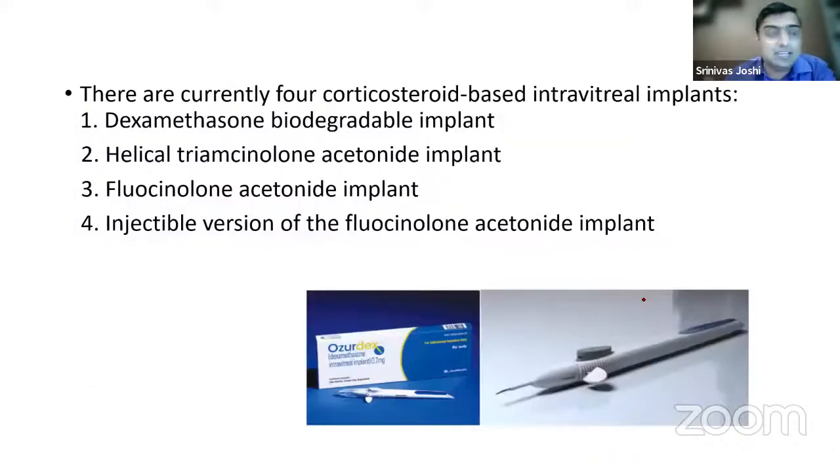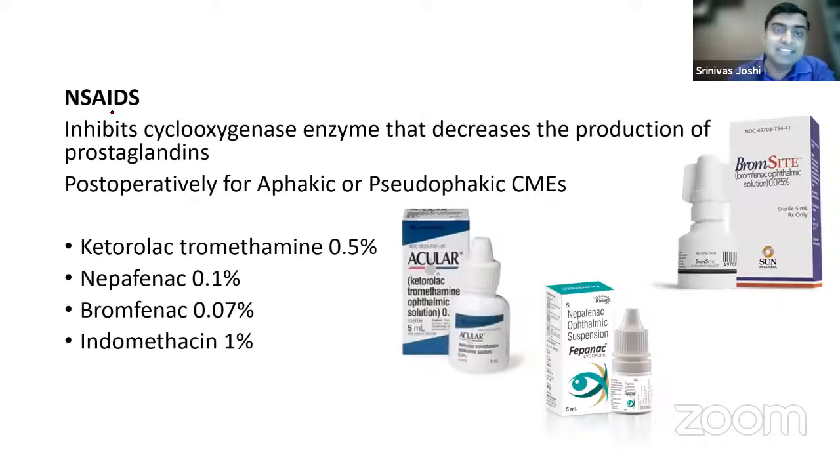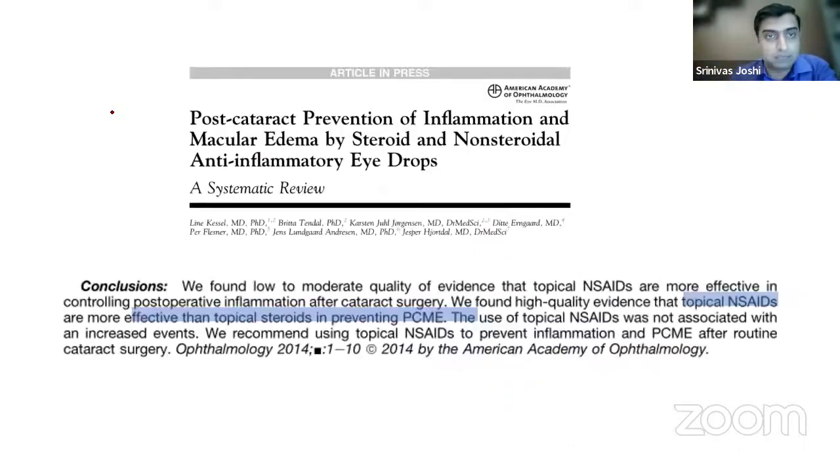Currently there are different types of corticosteroid, but in India, the most commonly used is the dexamethasone implant, and fluocinolone has not been available yet. However, intravitreal triamcinolone can also be used as an intravitreal steroid injection. NSAIDs, as I said earlier, inhibit the cyclooxygenase enzyme and decrease the production of prostaglandin. There is a plethora of NSAIDs available in the market.